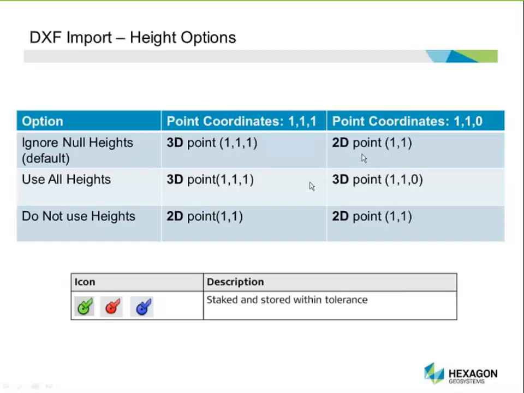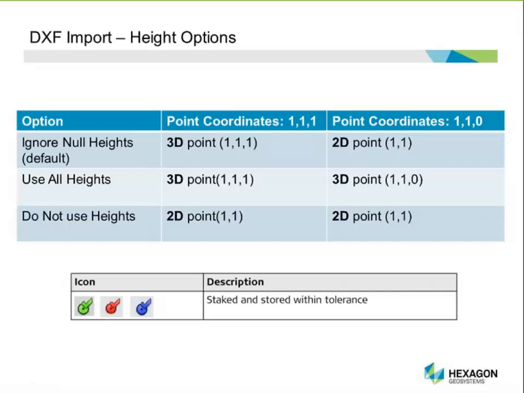And use all heights and do not use heights are quite self-explanatory, really. But ignore null heights is the default option, and I would imagine that most people would leave it at this. But the 3 options do give a lot more flexibility, and it negates this problem of DXF files being created with this height of 0, which doesn't really help the surveyor. And here's a line taken from the manual. Staked points with a 2D reference will appear as green, like this, and not as blue or red anymore.